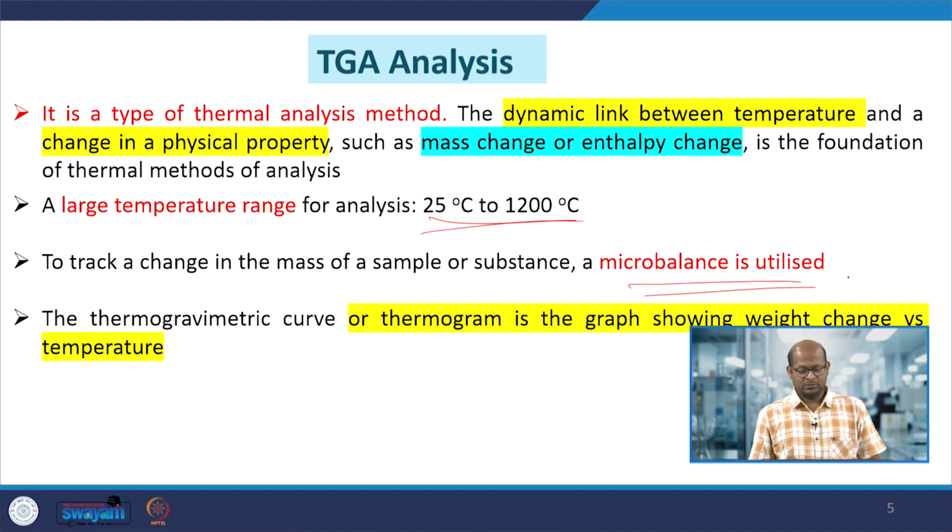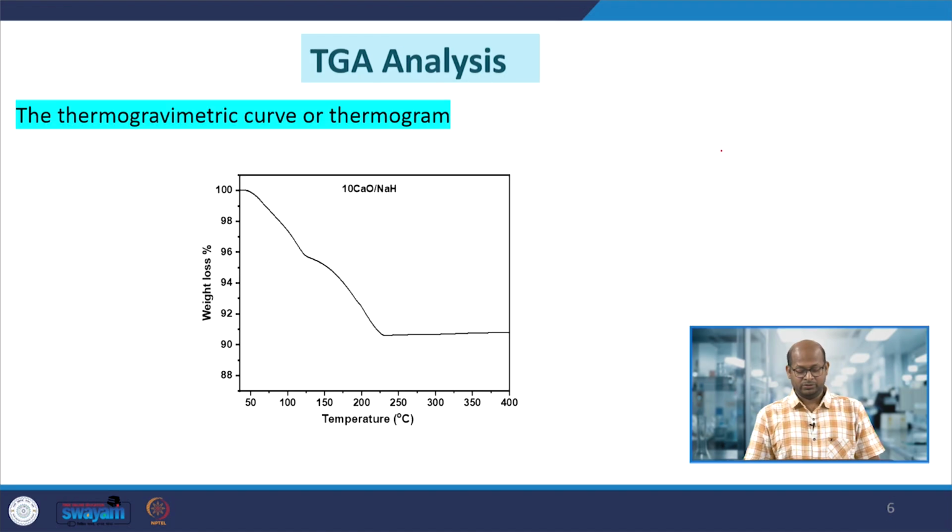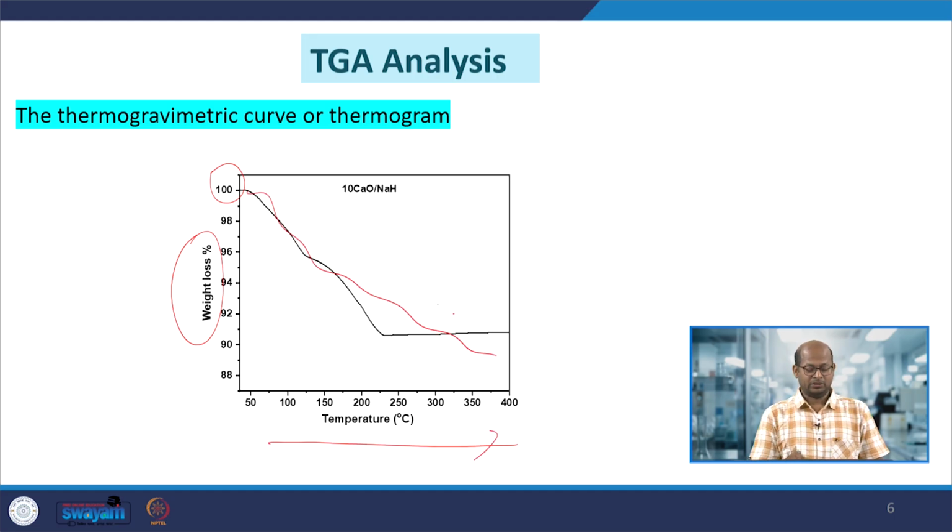It actually measures mass change or enthalpy change. When we heat up the material that is taken in the pans or sample holders, the mass change will be there, and at the same time enthalpy changes would be there. If mass change is there, then percentage weight loss, initially it was 100%, so the quantity of mass, and with increasing temperature the mass gradually decreases. So, mass loss would be there. So, percentage weight loss we can find out.